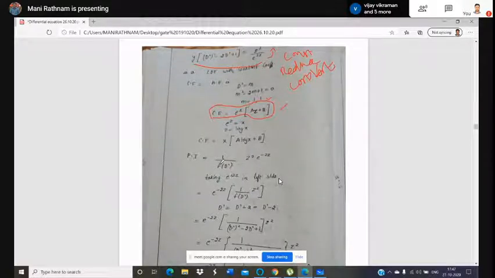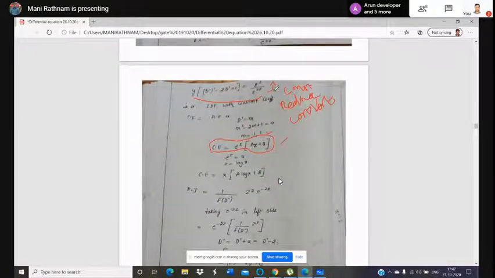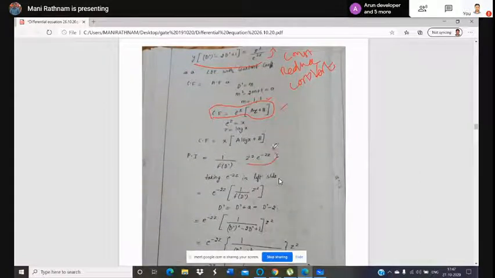Now the particular integral: 1 by f of D', z square e power minus 2z. Bring e power minus 2z here. And here it's a product, not separate functions. It's a single function. So if it is a product, we should know that when any product of two functions has one function exponential, already we discussed the exponential shifting. That is the type 4 rule. Already we discussed the type 4 rule. We have to use it.